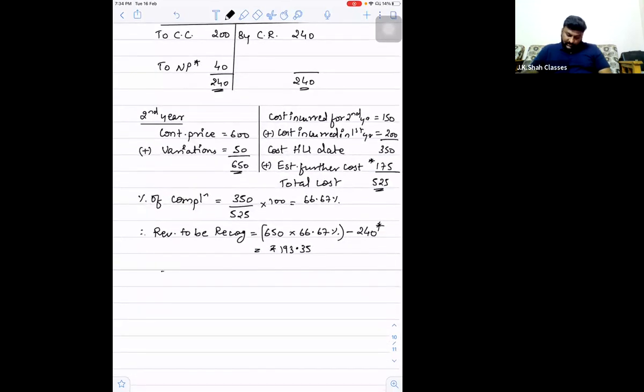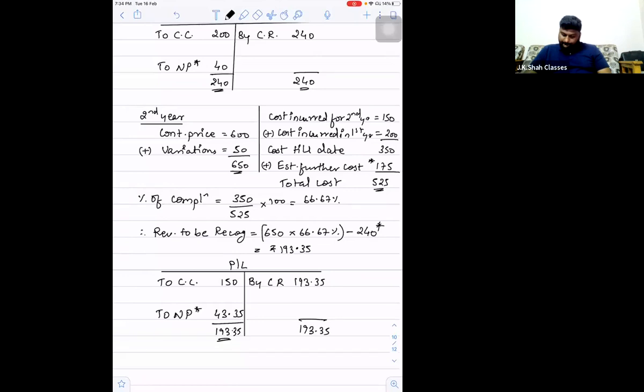So if I make a P&L now, by contract revenue 193.35, to contract cost 150 incurred for the second year. So to net profit, balancing figure 43.35. Tallies at 193.35. Right? This is the second year.